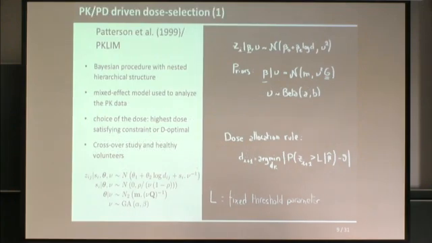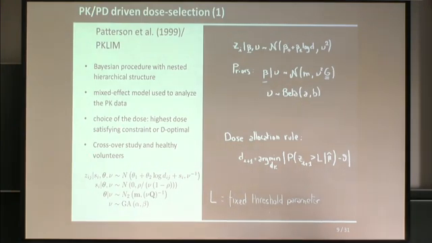Then the second method is the method of Patterson et al. They use a Bayesian hierarchical structure with a mixed effects model to analyze PK data. So here you can see the model with the logarithm of the AUC that depends on the dose, and then the random effects and the hierarchical structure. Why do they also have the random effects? Because they work in a crossover study with healthy volunteers.